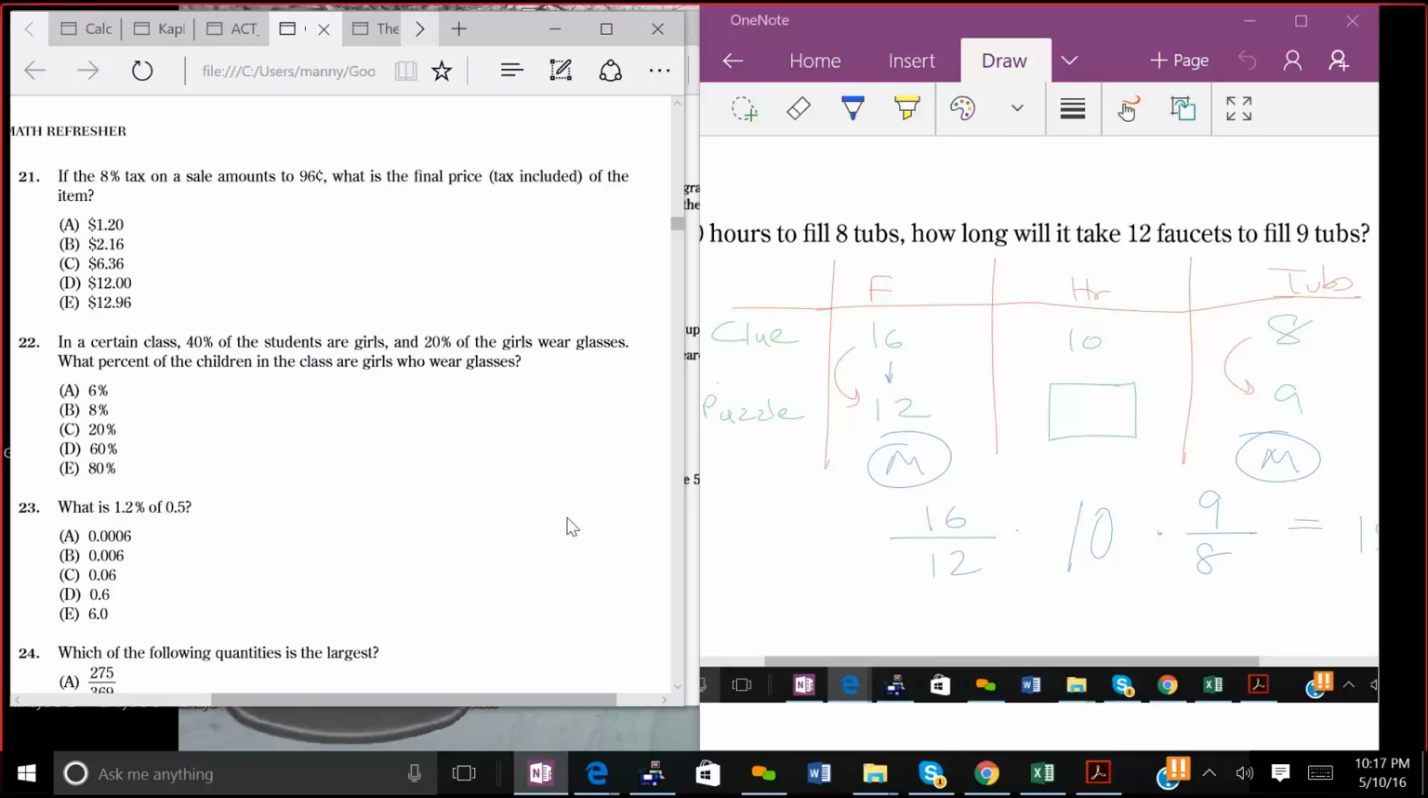And then answer E. Yes, exactly. Perfect. Good. You added them up at the end. Okay, 22. In a certain class, 40% of the students are girls, and 20% of the girls wear glasses. What percent of the children in the class are girls who wear glasses?